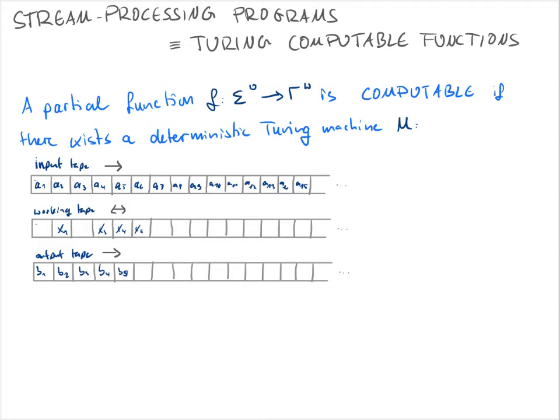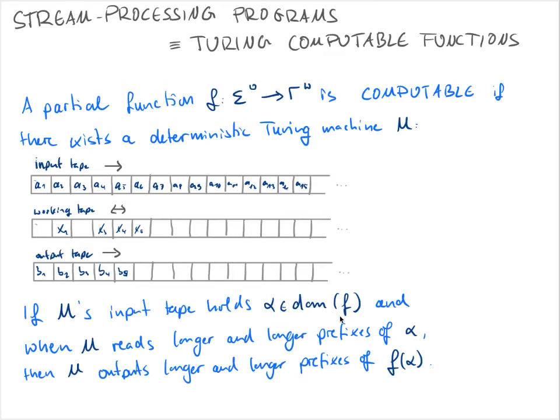We have 3 tapes. We have a read-only one-way input tape that can be read from left to right. We have a working tape, which is bidirectional. It can be read and written on. And we have an output tape, which is write-only from left to right. Okay, and when the input tape holds some input word from the domain of the function, then the following must be satisfied. Whenever the machine reads longer and longer prefixes of the input word, then the output tape should contain longer and longer prefixes of the value the function maps the input to.